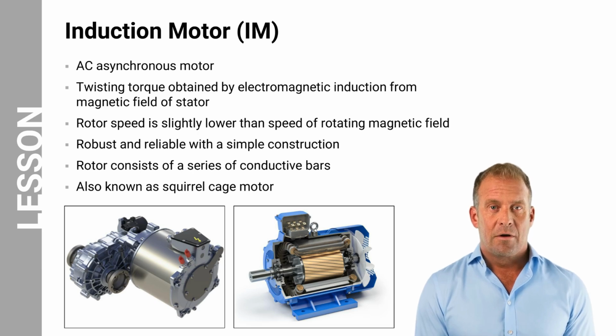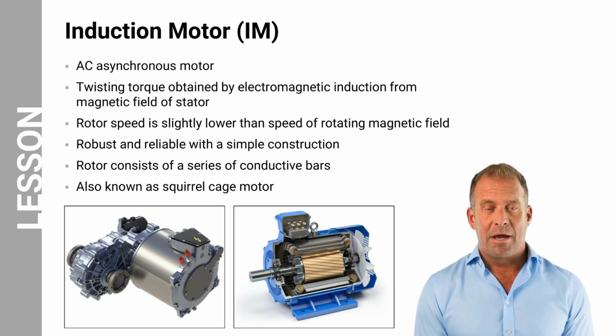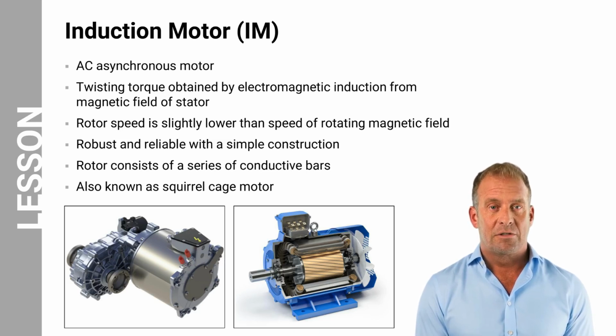An induction motor, abbreviated as IM, also known as a squirrel cage motor, is an AC asynchronous motor that relies on electromagnetic induction to generate torque. The stator creates a rotating magnetic field, which induces currents in the rotor's conductive bars, producing a twisting torque. The rotor speed is slightly lower than the speed of the rotating magnetic field, resulting in an asynchronous operation.